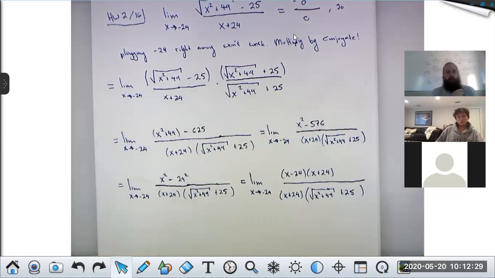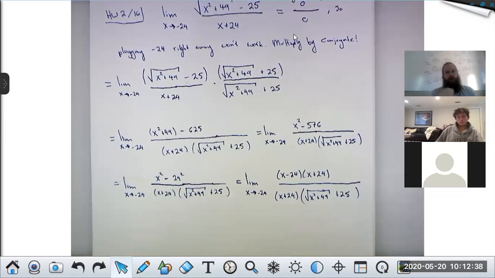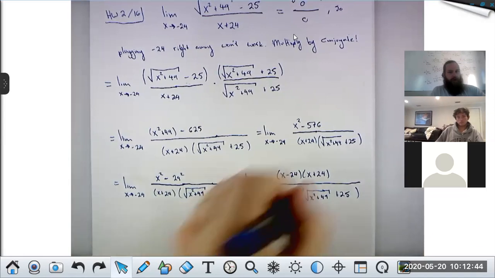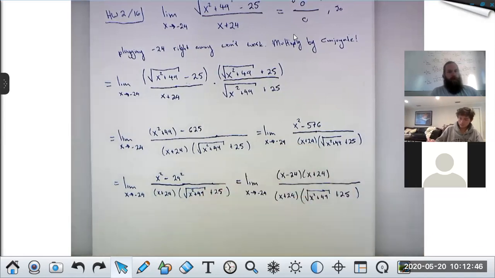So I think this is a good place to take a second and pause and make sure that you've got everything in your notes that I have on the page here. And if you have any questions, that would be a good time to ask about them, because this is all the kind of finagly algebra work done. In my next step, I'm going to cancel the x plus 24s, and then we'll go ahead and send x to negative 24 and see what we get. So questions up to here.